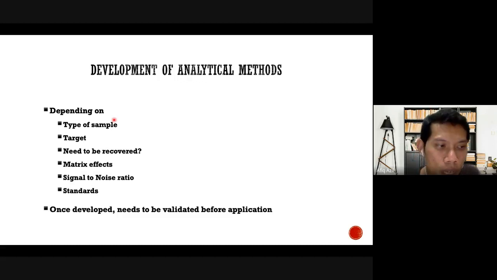Okay, so then the target. What do you want? What is the goal of that analysis? Why do you want to do it? And whether the samples need to be recovered or not. Meaning, at the end of the analysis, do you still want to collect the sample or can it be discarded? And also matrix effect, signal to noise ratio, and standards. Once developed, all of the method needs to be validated before it can be applied or used.